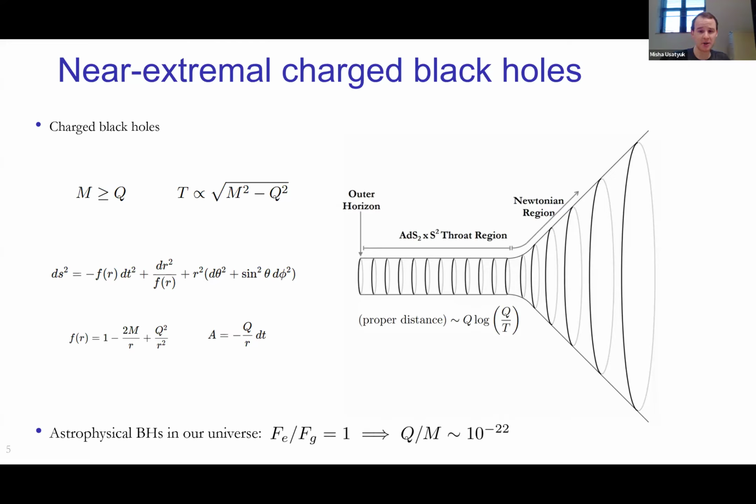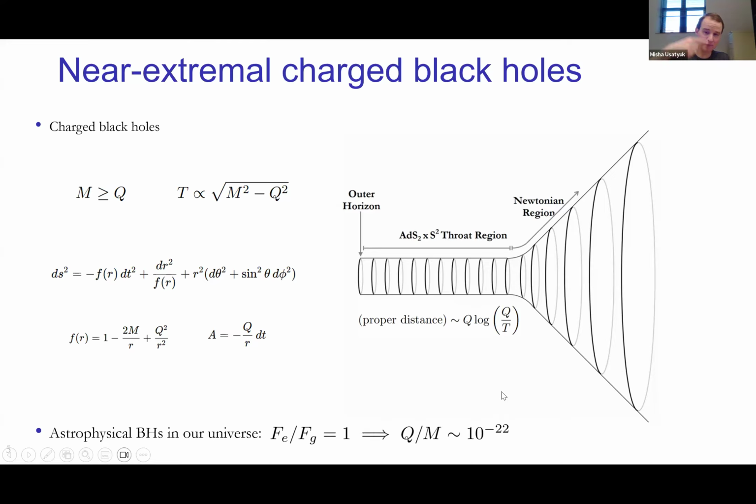Okay, so on the right, I've drawn a space-time diagram of what this metric looks like. The x-axis is the r coordinate, and the r coordinate starts on the left at the outer event horizon. The outer event horizon is when you solve f of r outer being equal to 0. There are two solutions, but we take the larger one. And then you can increase the radius r, and the geometry looks like this.